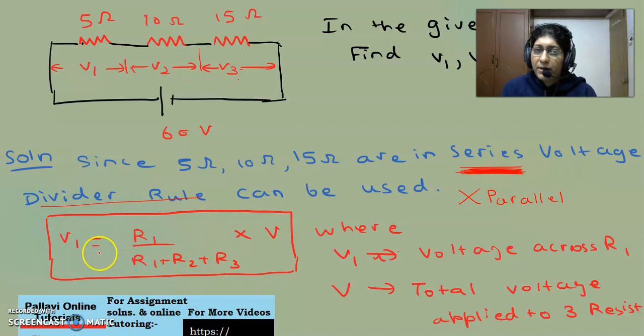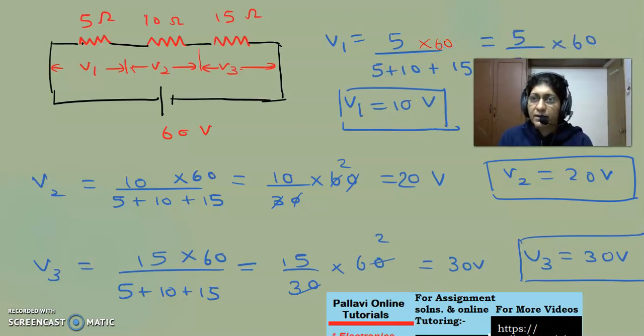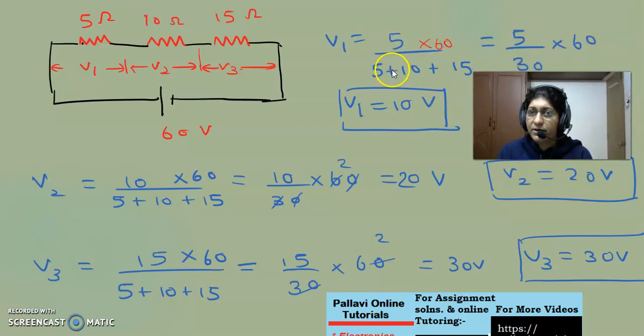Coming back to our voltage divider rule for three resistors, the drop across a resistance is equal to that resistor itself upon the total equivalent resistance, which is the sum of all three resistors, into the applied voltage. Now some calculations. The voltage drop across this is 5 upon the sum of all three resistors into 60. Here 60 happens to be the applied voltage. We find the voltage drop as 10 volts.